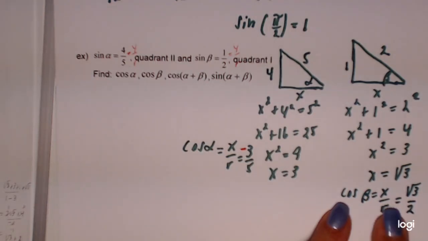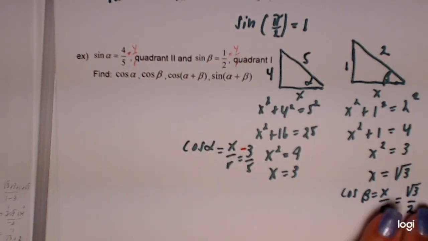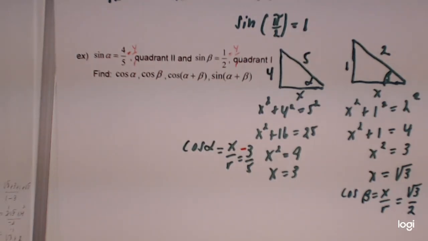And this is our beta, which is in Q1. In Q1, all trig functions are positive. So we are done here. This would be positive. So we have the pieces. Now we are going to use our formulas.